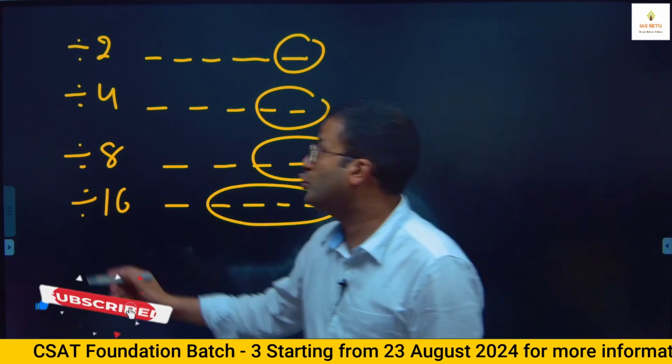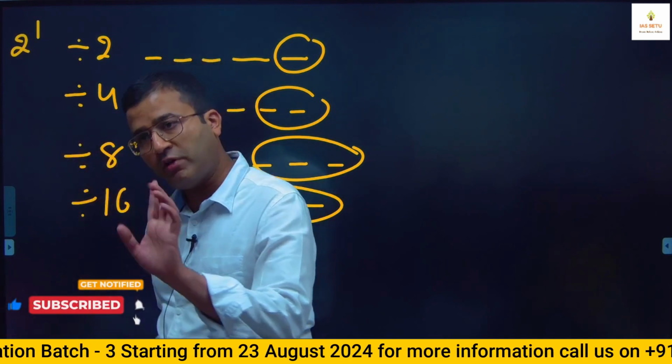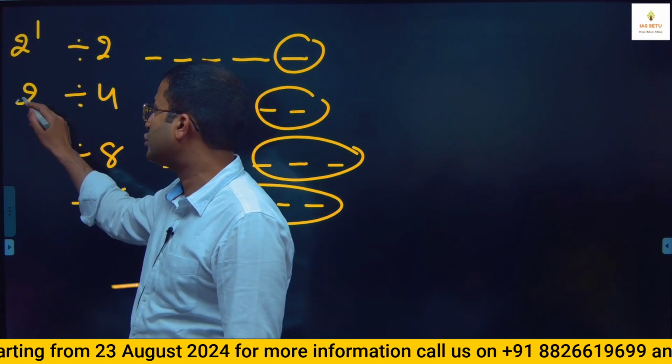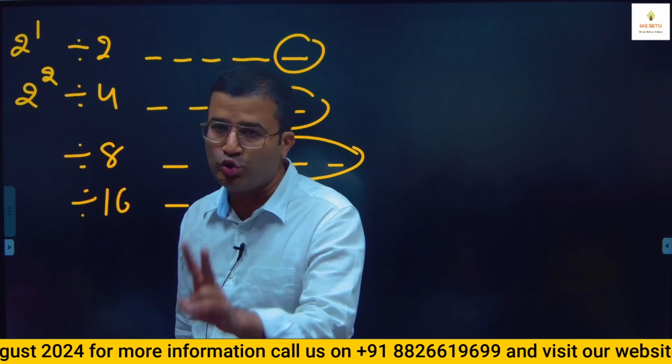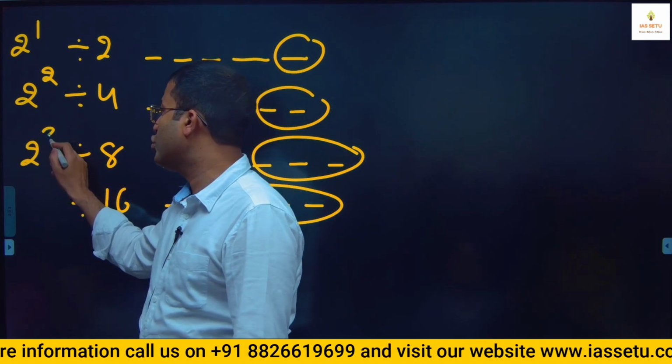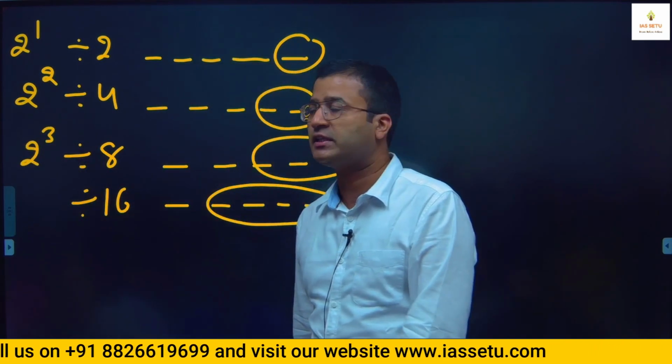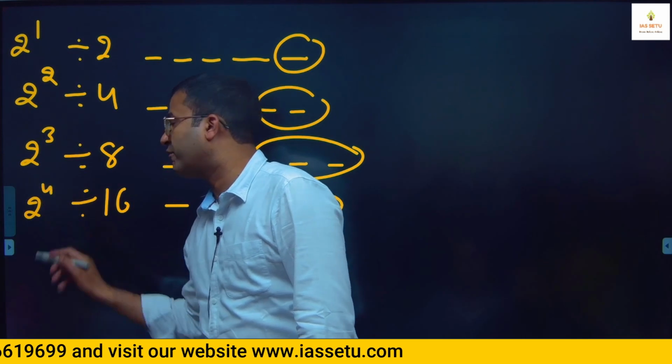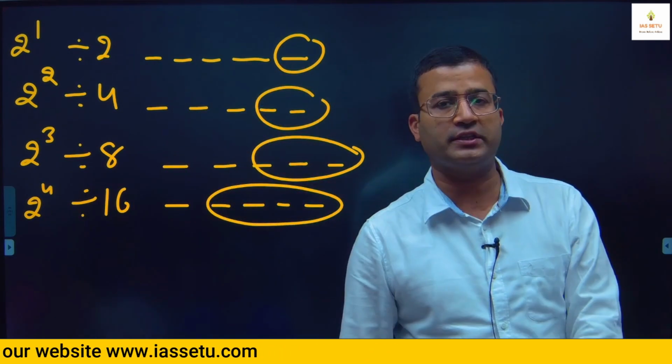So it's like 2 is to the power 1, we need 1 digit in the last. This is 2 square, we need 2 digits in the last. This is 2 cube, we need 3 digits in the last. This is 2 to the power 4, we need 4 digits in the last.